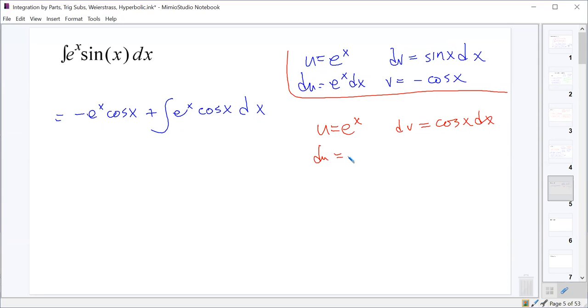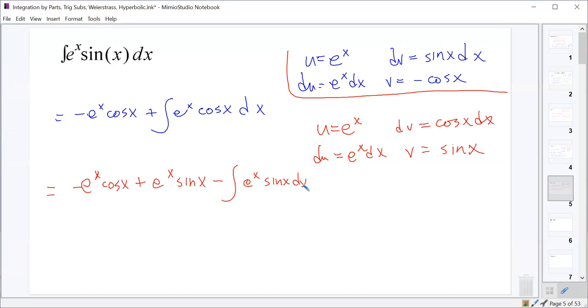And du will be e to the x dx, and v will be what? Sine x, right? If I remember how to integrate correctly. So what do we have? We have negative e to the x cosine x, what we had already, plus u times v, which is e to the x sine x, minus the integral of v du, which is e to the x sine x dx.